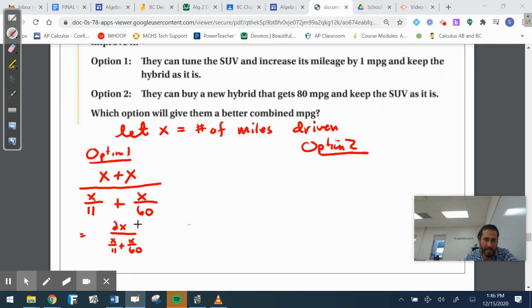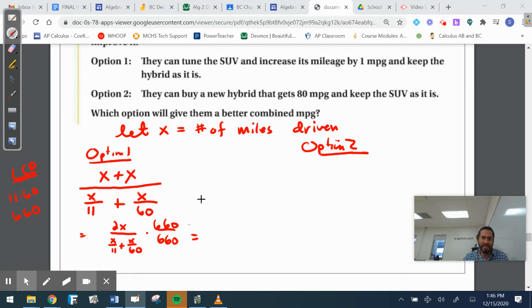All right, so I'm going to finish this. What do we get here? We get a complex fraction, so LCD. The LCD of the top is 2x over 1. On the bottom, I've got an 11 and a 60. That's 660. So I'm going to multiply the top and the bottom by 660. I might have to get out the little calculator. Oh, I don't need a calculator.